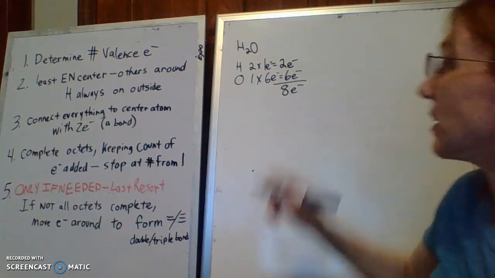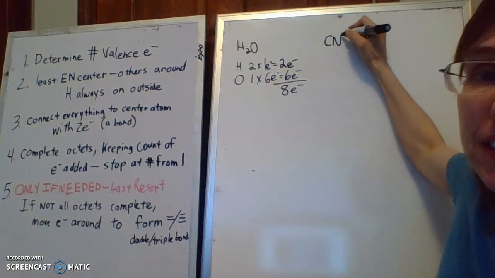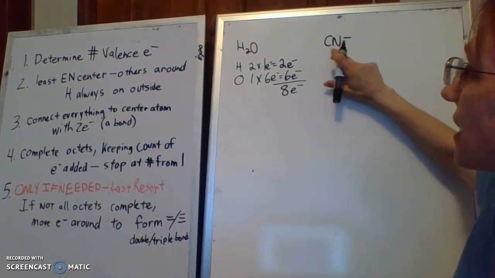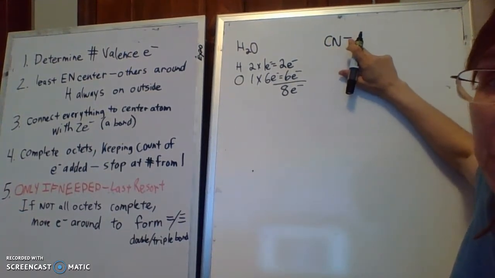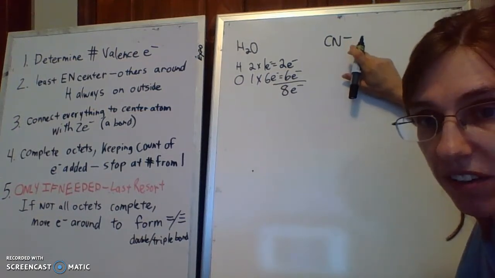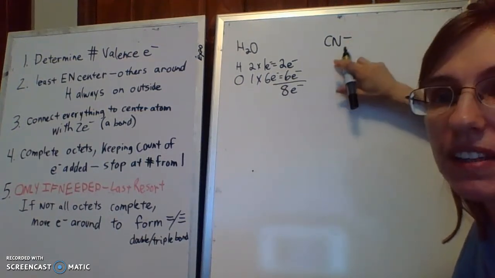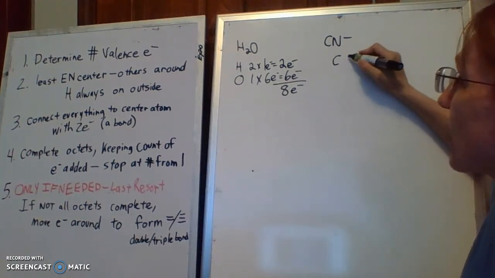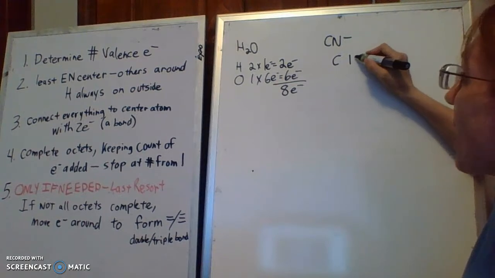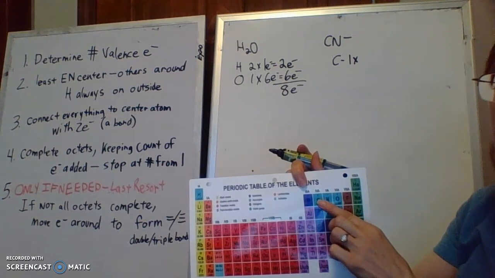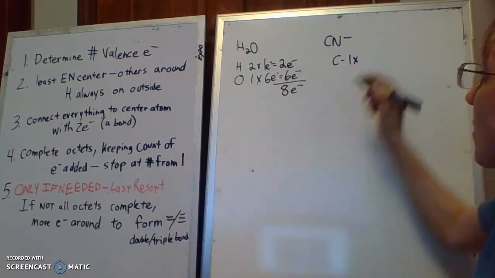Let's try a little different one. Let's try CN minus. Now CN minus has all the valence electrons for C and N, but we can't forget it's got a minus sign. The minus sign tells us that it has 1 extra electron over and above the electrons for C and N. So let's go ahead and add those up. Carbon, there's 1 carbon, and carbon is in the 4A column. So how many valence electrons does it have? It has 4 valence electrons.